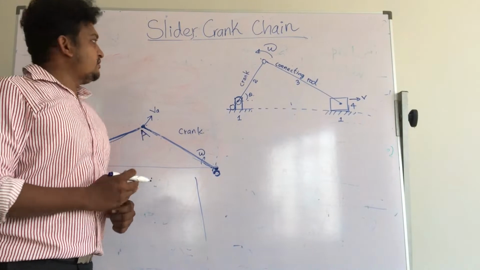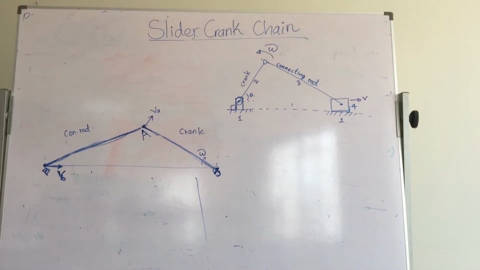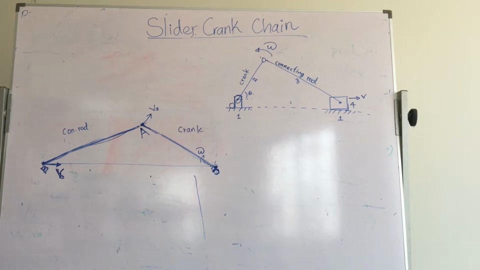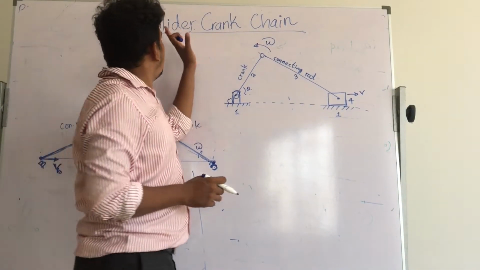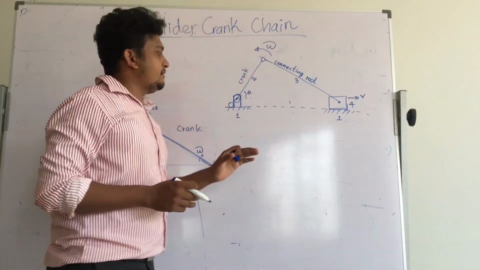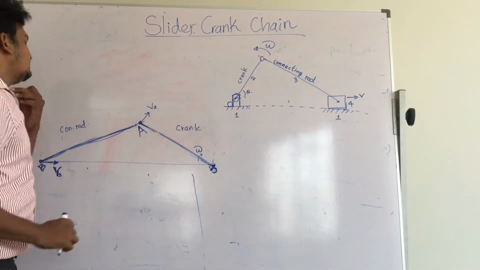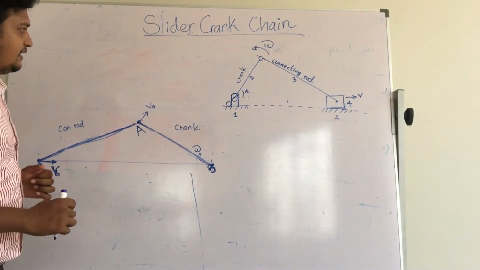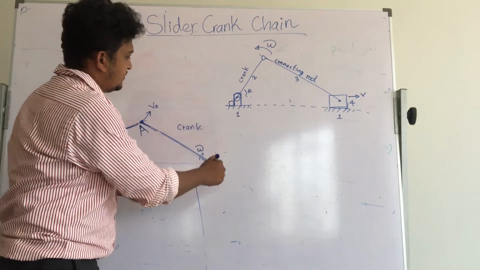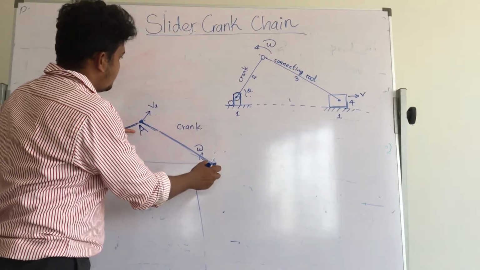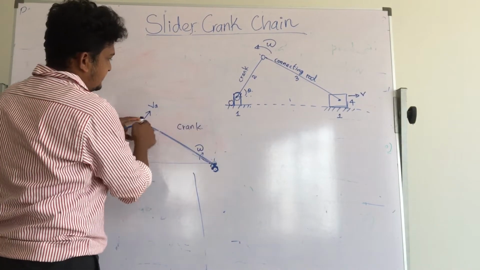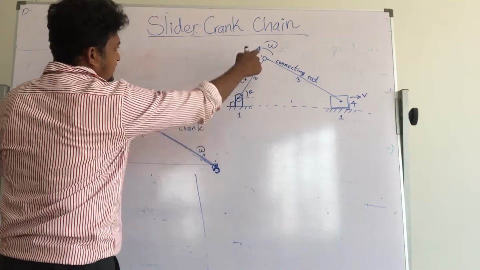Moving into the specimen calculation for our practical, we need to represent this slider crank chain as a kinematic diagram. This is the O point, which I denote as O. Then the crank is one link.